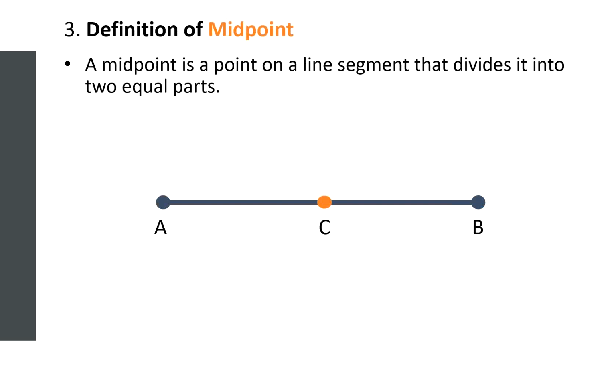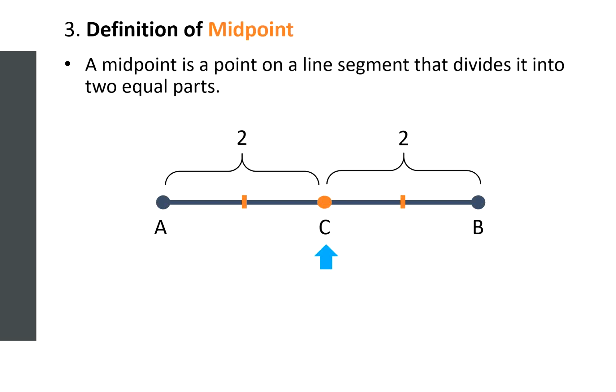Number 3, so definition of midpoint. A midpoint is a point on a line that divides it into two equal parts. So, ito yung midpoint natin. So, it means na hinati natin yung line segment AB into two congruent parts. So, ito, congruent dito. So, kung ang measurement nito ay 2 units, ang measurement din nito ay 2 units.